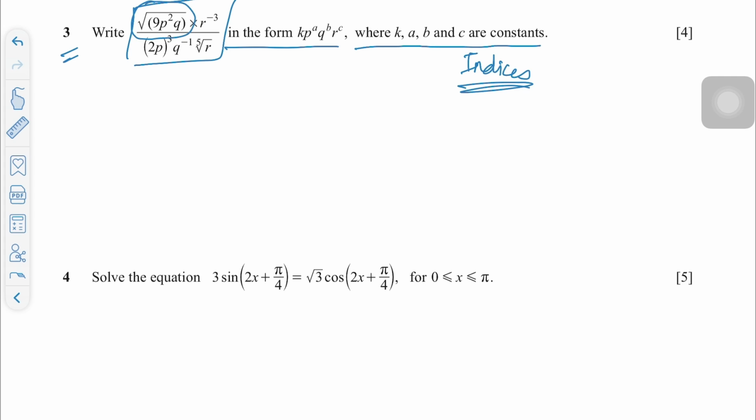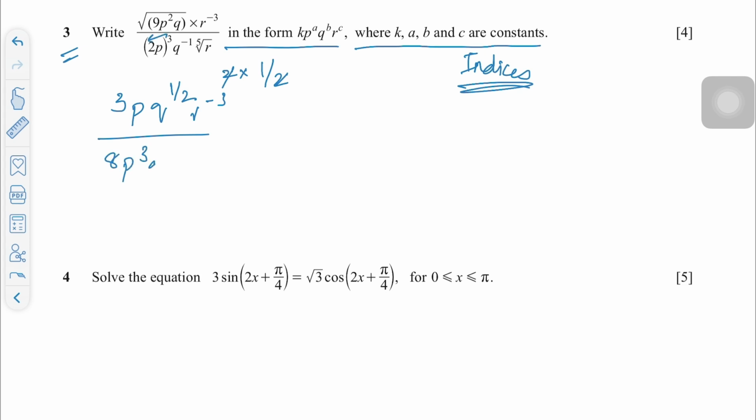So this would be 9 powered 1 over 2, or the square root of 9, which would be 3. P squared multiplied by 1 over 2 would be p. This is 2 multiplied by 1 over 2, so this would be 1. And this would be q powered 1 over 2. When we remove the square root part, we give the power as 1 over 2. And our r would be the same. So let's just remove this multiply sign. So this would be negative 3. We have in the denominator 2 cubed, which would be 8. Our p cubed would be as it is. This would be q to the negative 1. This would be r, since this is the fifth root, so this would be 1 over 5.